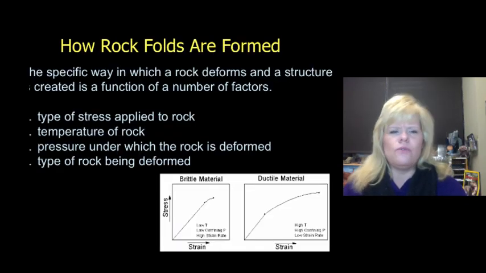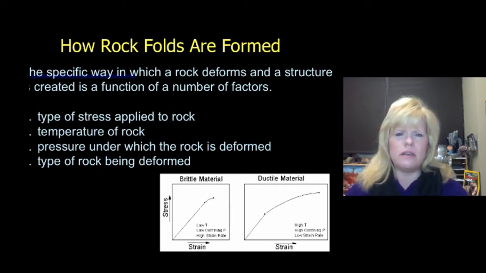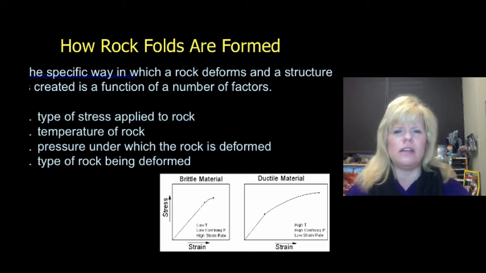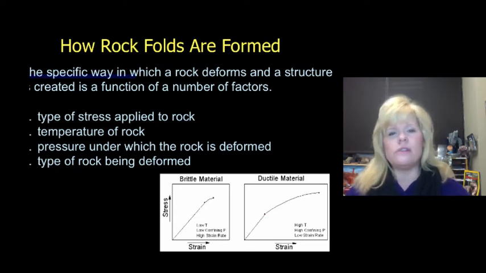When rock folds are formed, they're created because of four major factors. The amount of stress that's applied to the rock, so that would be tension, compression, and/or shearing. Now, FYI, you're not going to have tension and compression happening at the same time, but you certainly could have tension and shearing happening at the same time, or compression and shearing happening at the same time.